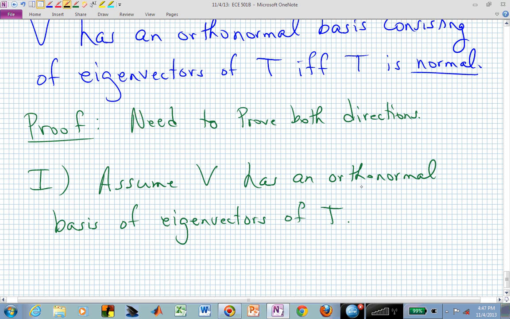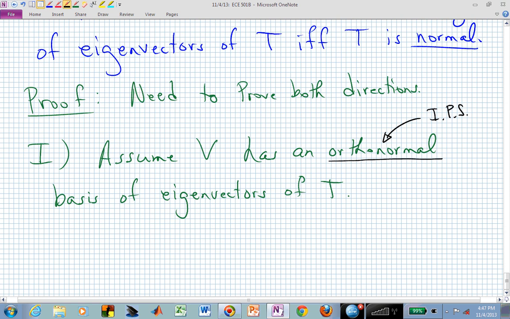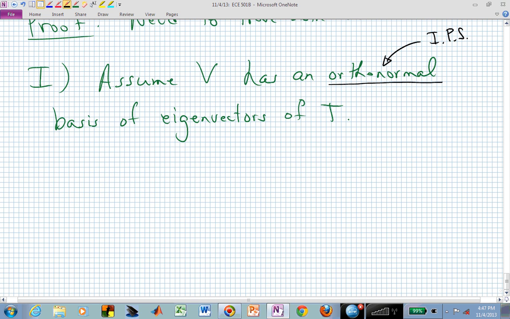And since we are saying that, that immediately is telling us that we're playing with an inner product space. So now we're assuming V has an orthonormal basis of eigenvectors of T. That's the assumption. We now have to show that T ends up being normal for this first direction. But what do we know about any operator T on a complex inner product space? Well, maybe I'm getting ahead of myself. If we know that V has an orthonormal basis of eigenvectors, what do we know about T?